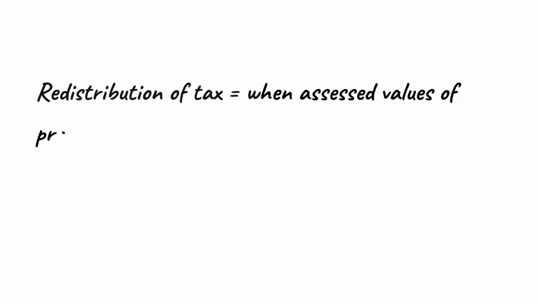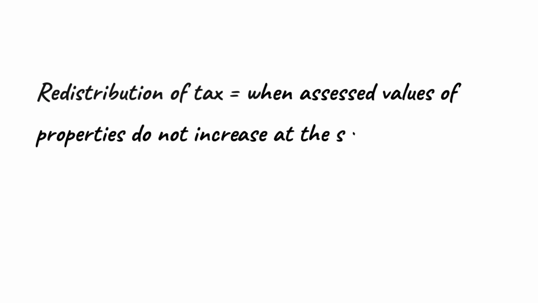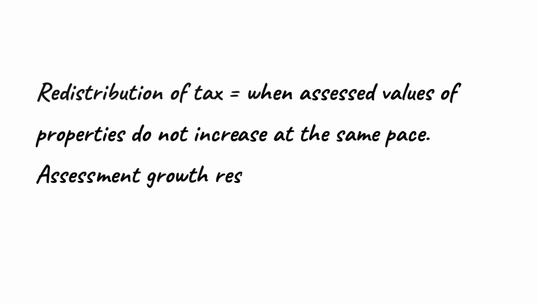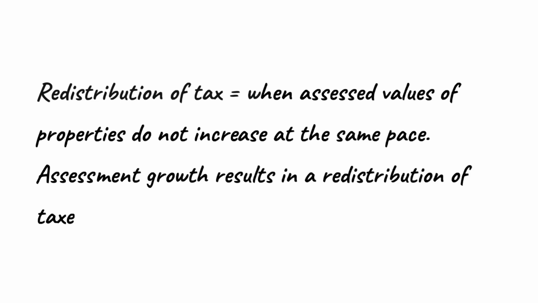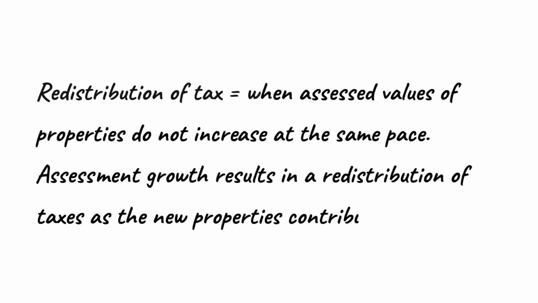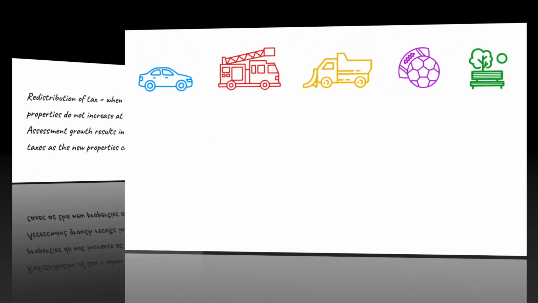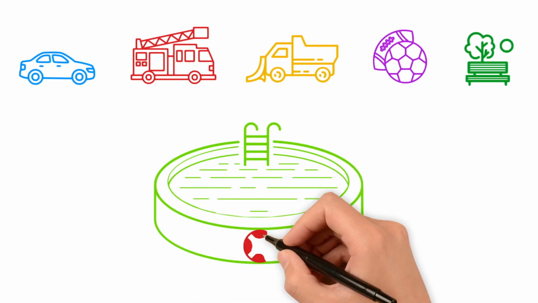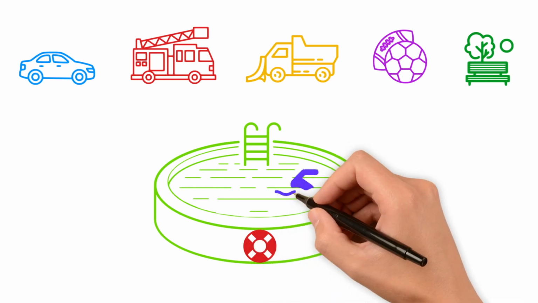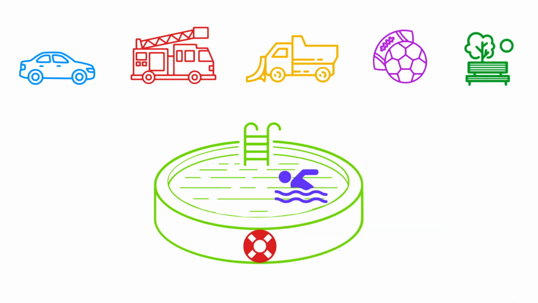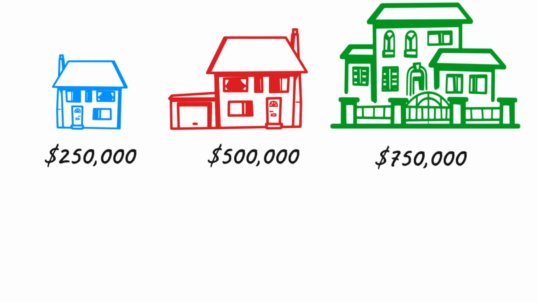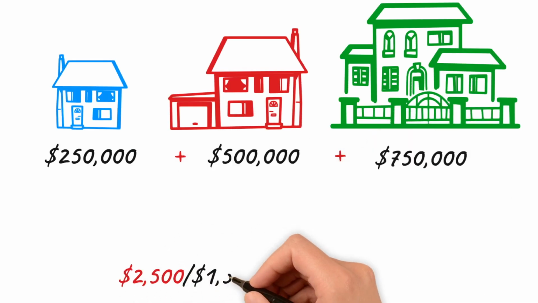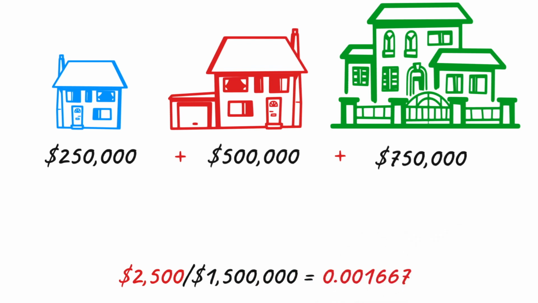Let's recap. Redistribution of the tax occurs when property assessments increase at different paces. When new properties are built in the city, there's a redistribution of taxes since there are now more taxpayers contributing to the tax base. This is called assessment growth. So far in our example, the cost of providing services has stayed the same. But what happens when costs increase, or when residents want new or expanded services? Suppose services now cost $2,500 instead of $2,000. The result is a new tax rate, which leads to a tax increase.